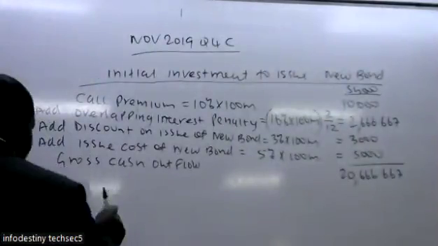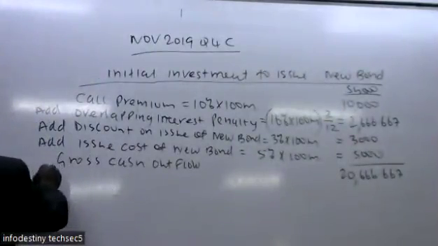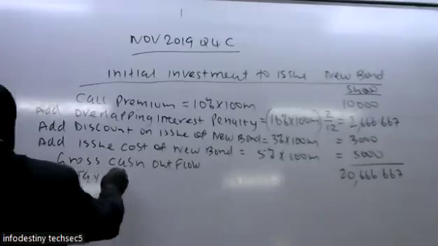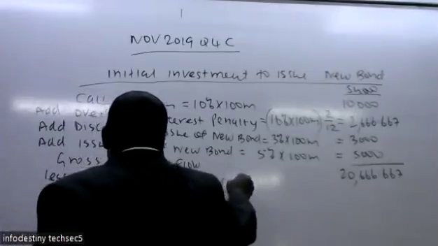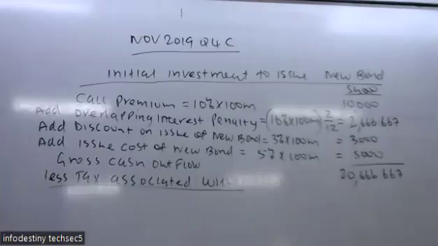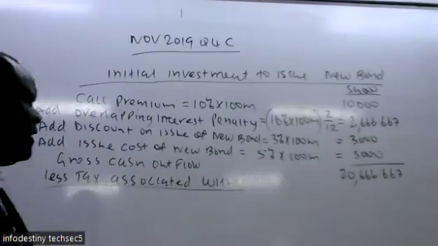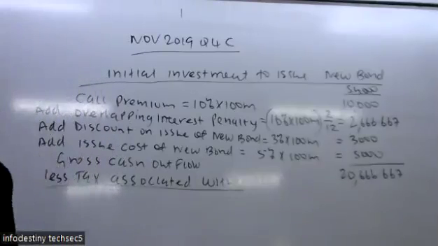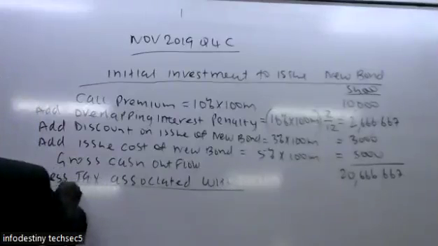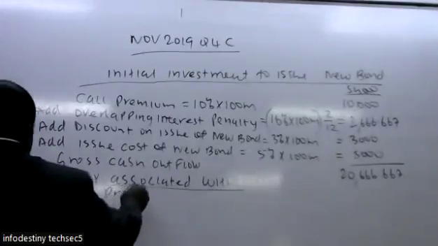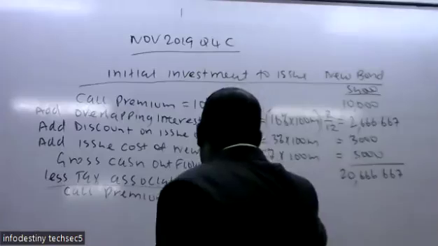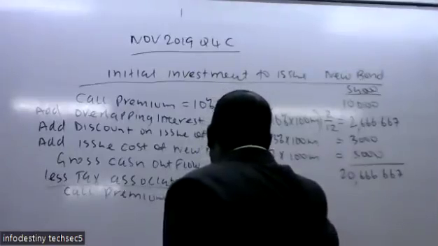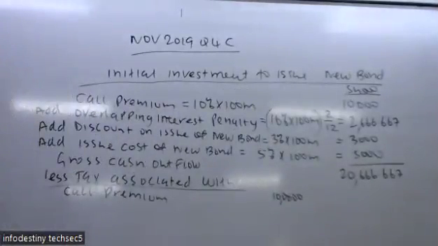But we need to less the tax for some of those figures. We need to minus the tax associated with. Some of them are taxable, so we need to less the tax on those particular items. So one of the items to be taxed will be the call premium. So the same amount for the call premium, you record it there. We shall combine them together, then we multiply by the tax rate.